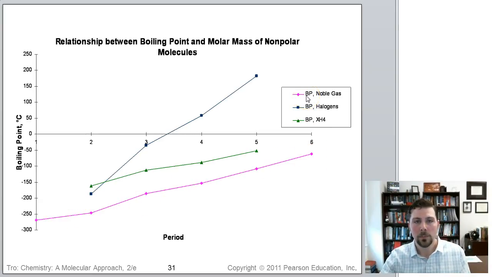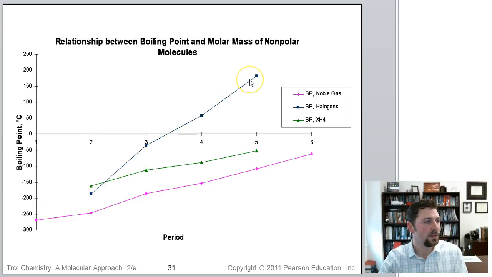We're plotting the boiling point of noble gases, the boiling point of the halogens, and the boiling point of these molecules combined with 4 hydrogen atoms, so like methane and so on. You'll see in this case that the noble gases have a lower amount, but the values get higher as I move across the period to get to higher molar masses. And you'll notice that the trend is more steep when we're plotting the halogens here.